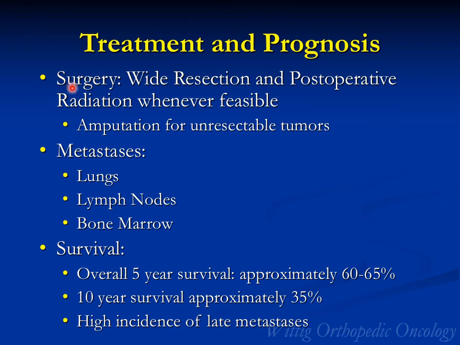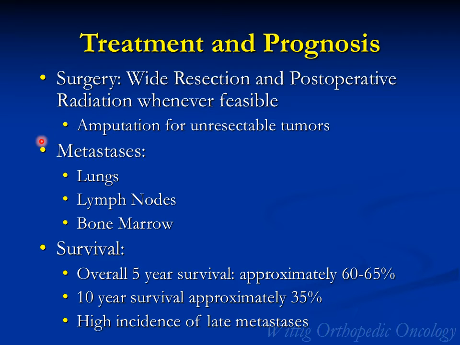Treatment and prognosis. The treatment for synovial sarcoma includes wide surgical resection and radiation. Again, postoperative or preoperative radiation is controversial. Amputation is utilized for unresectable tumors. Chemotherapy may be somewhat controversial, but in most children and adolescents, chemotherapy is indicated for the treatment of synovial sarcoma. This is one of the exceptions to the rule for treating soft tissue sarcomas, where chemotherapy has been shown to be effective in the adolescent and young adult age group.